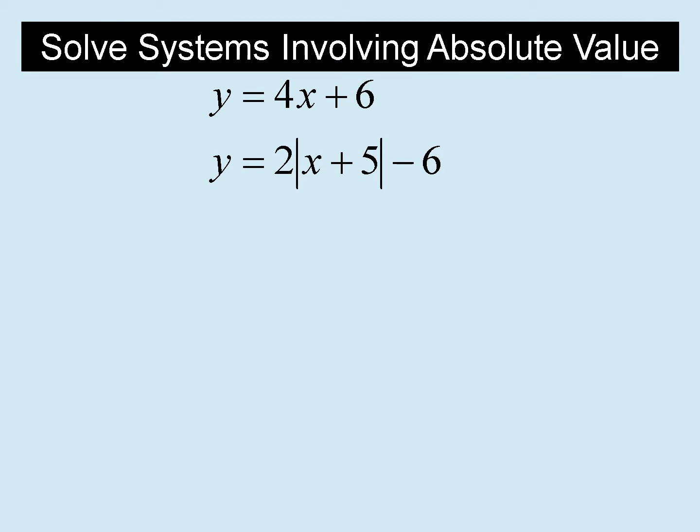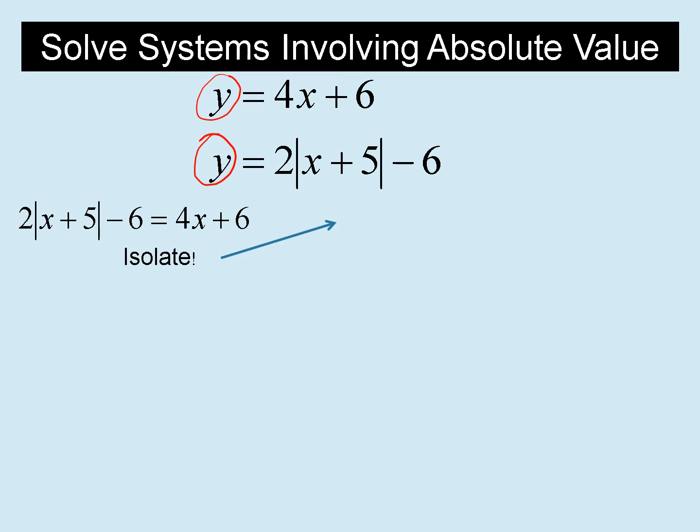Okay, let's move on and look at solving systems involving absolute value. Well, I have y equals 4x plus 6 and y equals 2 times the absolute value of x plus 5 minus 6. Now, I notice that they are both equal to y. So thanks to the transitive property, if A equals B and B equals C, then A equals C. So that means if they're both equal to y, they're equal to each other.